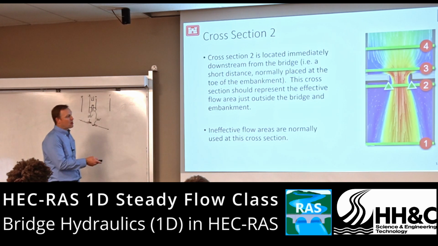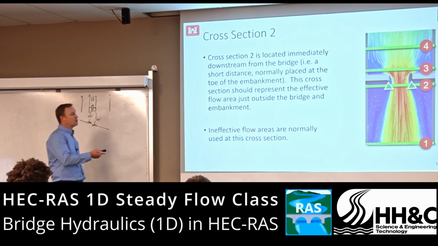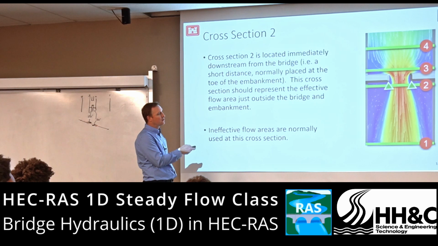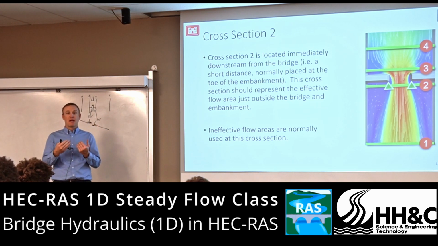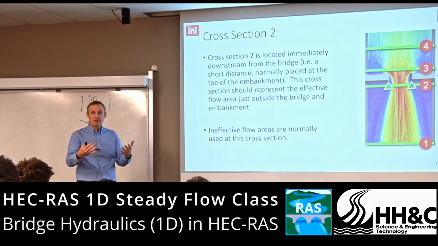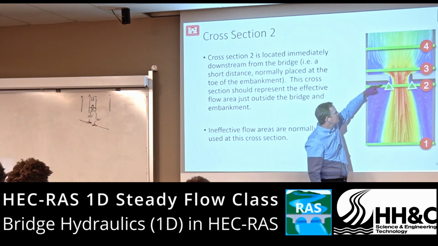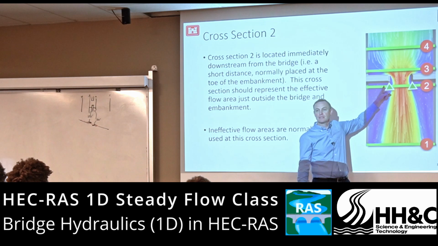Okay, so we talked about cross-section one is fully expanded, so it doesn't have any ineffective flow areas on it. Cross-section two is gonna be just downstream of the bridge. It's not going to feel any of the elevation differences or the bridge deck or anything. So you're gonna place cross-section two and you're gonna place your expansion, your ineffective flow areas. How do we place those ineffective flow areas spatially? Well, if water's expanding at a ratio of, we'll say 1:1, to make the math easy right now, if the distance from the bridge deck to this cross section is 10 feet, then we would want these 10 feet away from the opening. That make sense?